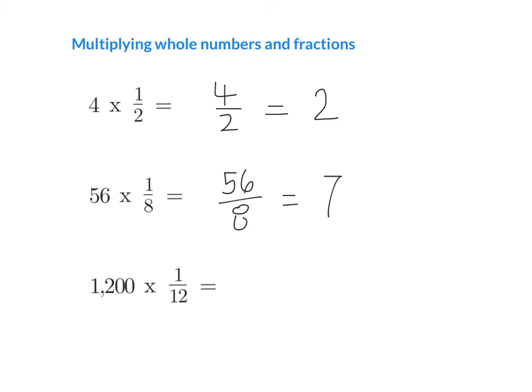1,200 12ths. And I could write that like this, 1,200 12ths. And by the way, if I simplify that, that equals 100.